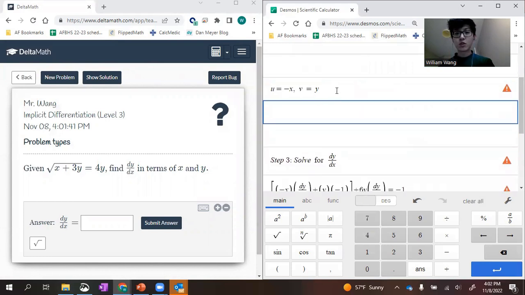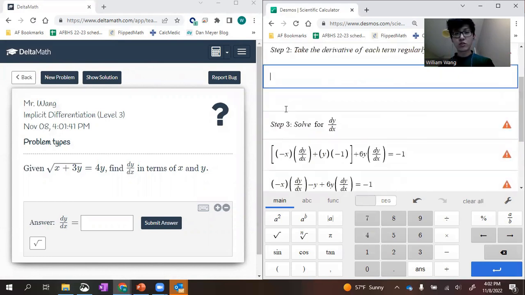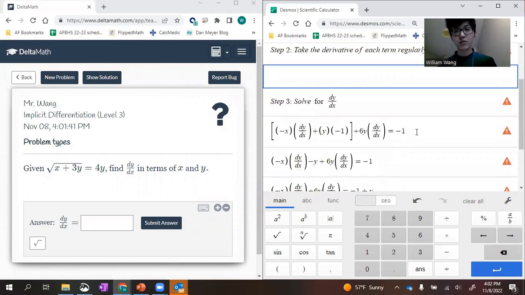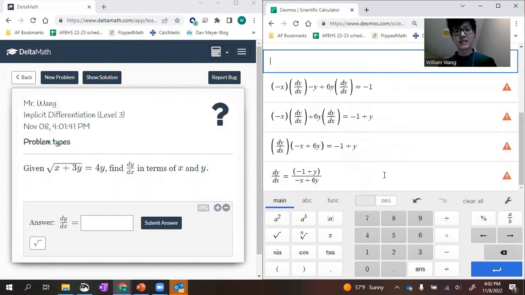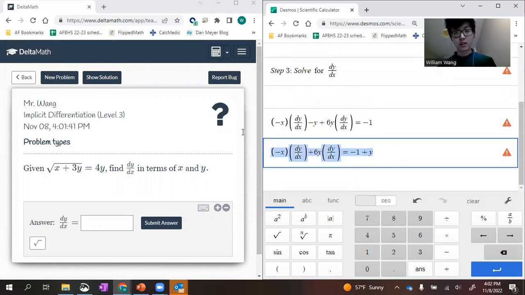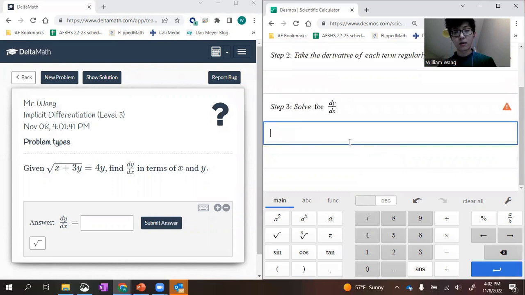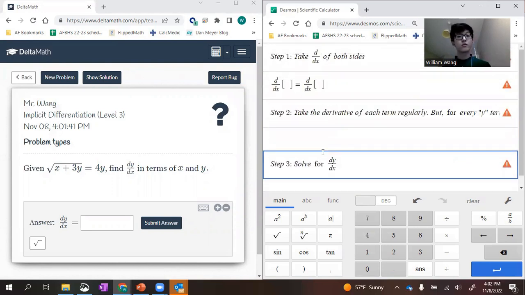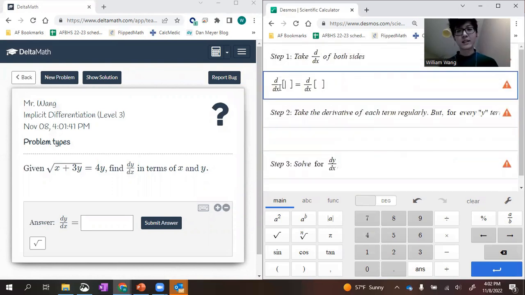Now, we had time to go over, I believe, a quotient rule example in class, and a product rule example was on the exit ticket. This one, though, looks like it's neither of those. So we'll take a look, but this is why it's important to know our derivative rules. So step 1, easy. I just take dy over dx of both sides. Nothing changes. So I'm going to write the square root of x plus 3y, equal to 4y.